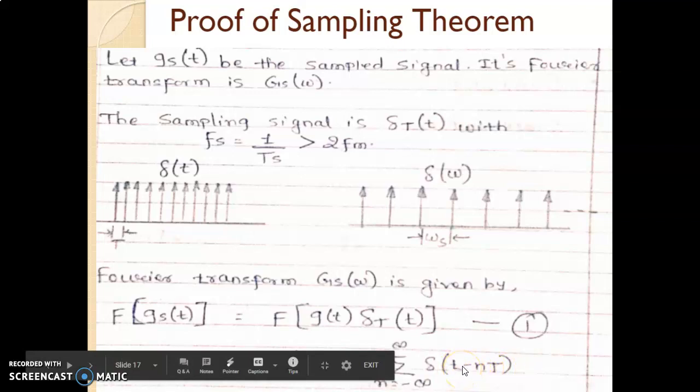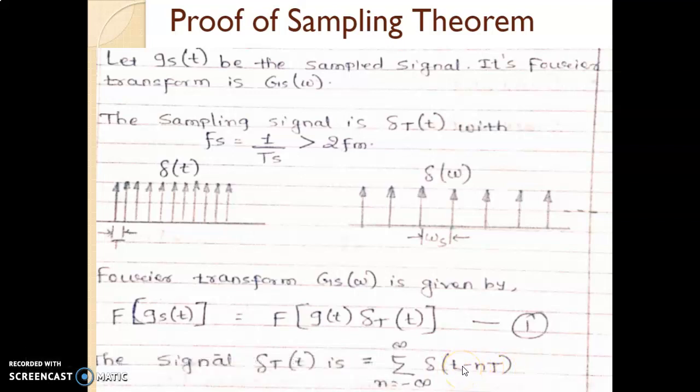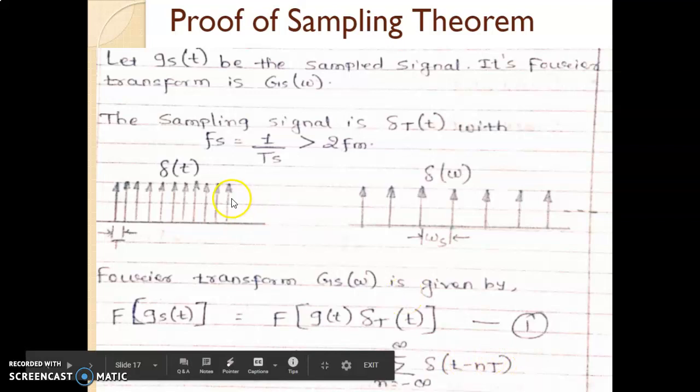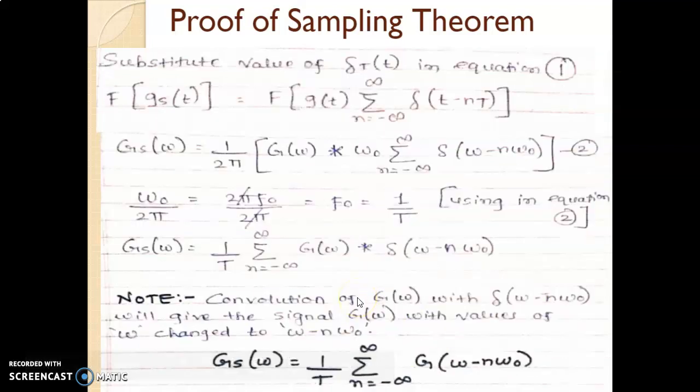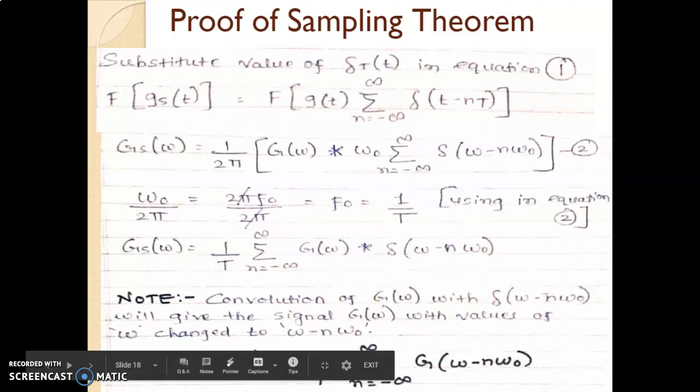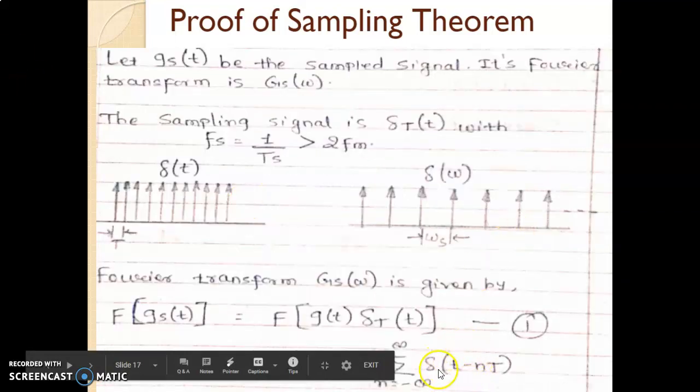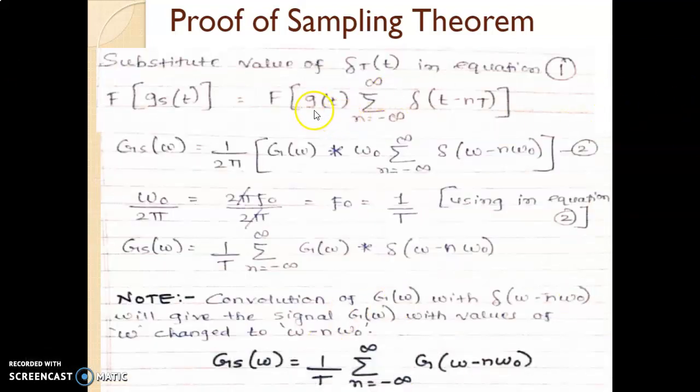If we substitute n is equal to minus 2, we get t plus 2, and because of that we get this impulse. So this is nothing but our sampling, wherein we are multiplying g of t and a sampling signal. So substitute the value of delta t, which we have defined here, into equation 1. Substituting the value of delta t, we will get g of t into summation of n is equal to minus infinity to infinity delta of t minus nT.